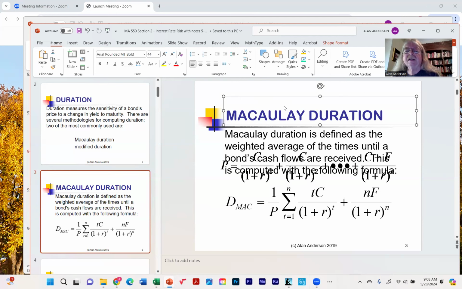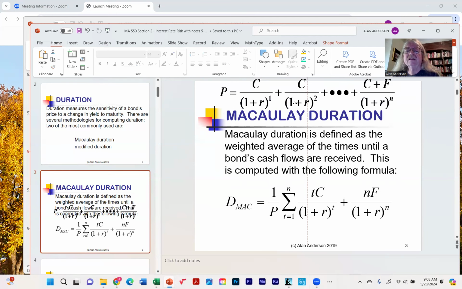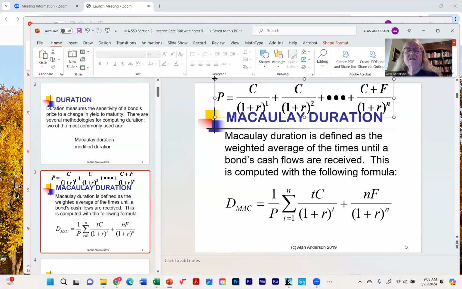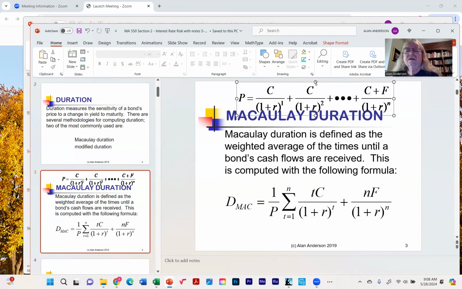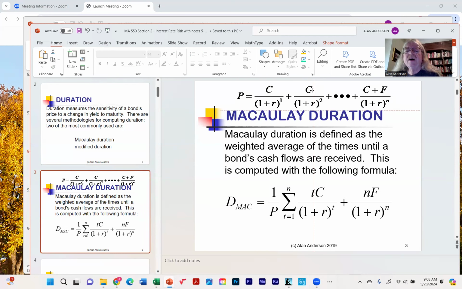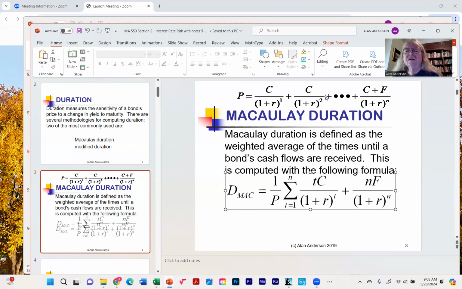Let me just see if I can sneak it in here. We can actually read it. Yeah, that's not too bad. Okay, just as a quick reminder, maybe I could even slide it down here.